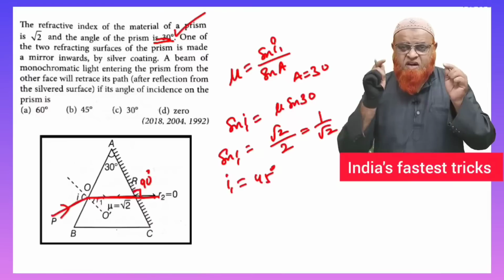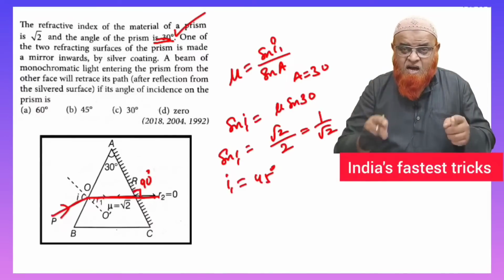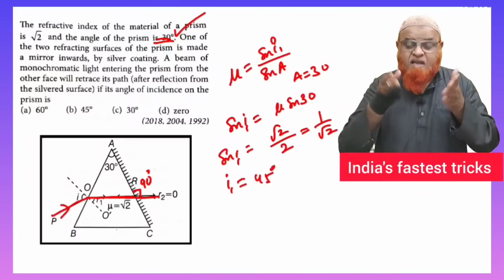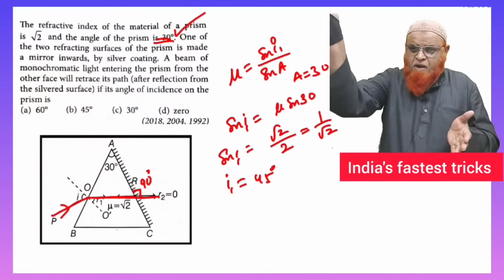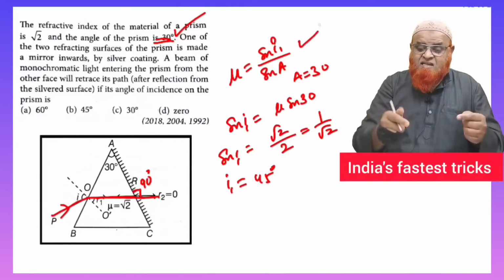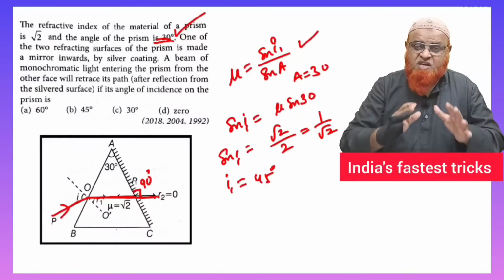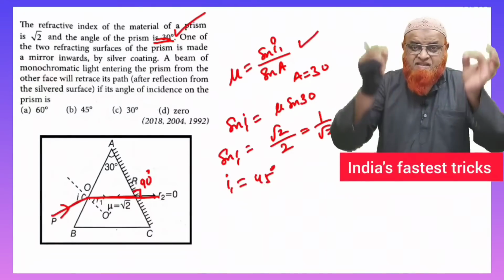Instead of writing mu is equal to sin I by sin R, in the case of a prism, when the light ray enters and perpendicularly passes through the other side, then Snell's law you can directly change as mu is equal to sin I by sin A.